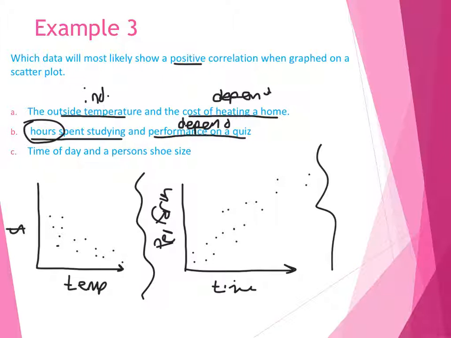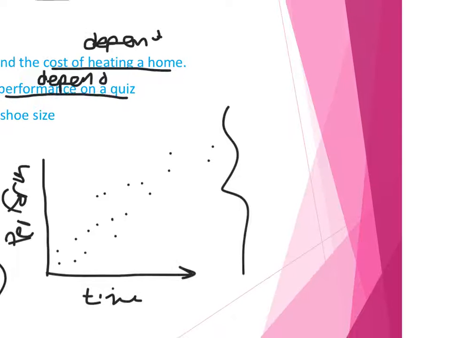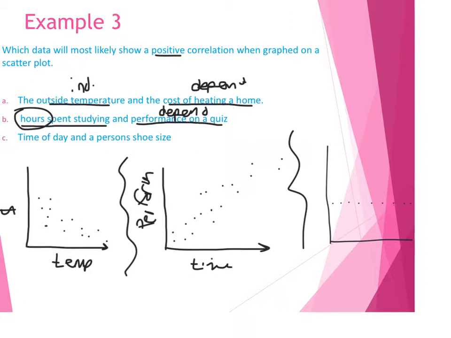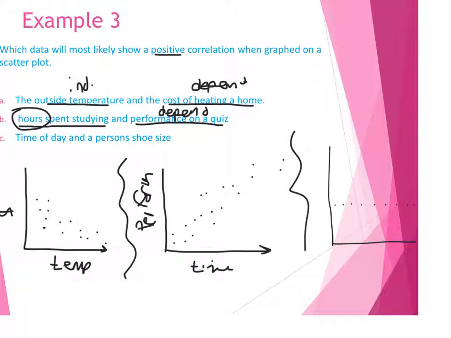And then the final one would be time of day and a person's shoe size. If we're talking one person and the time of day, this is a very unique graph, okay? Because your shoe size and the time of day should probably look like this, which is a perfectly horizontal line, because the size of your shoe or foot is not going to change based upon the time of day. In one day, that is. So that would be then a no correlation.